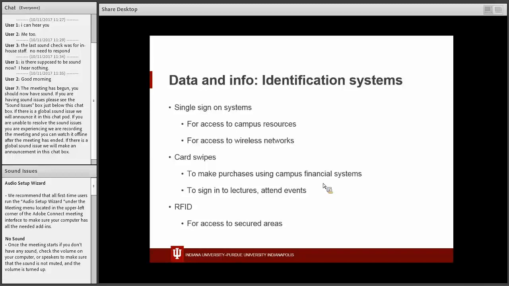Additionally, students have a student ID, and they use this ID card to, among other things, enter their dorm rooms or make purchases at the student union or at the bookstore. Those purchases are hooked up into a banking system. Sometimes a third party contracts with the university to provide banking services through the student ID. And I know for a fact that there are institutions looking to analyze some of these purchasing behaviors by their students. They also use these card swipes to attend events or sign into lectures and basically show that they were present at something that perhaps is required for a course.